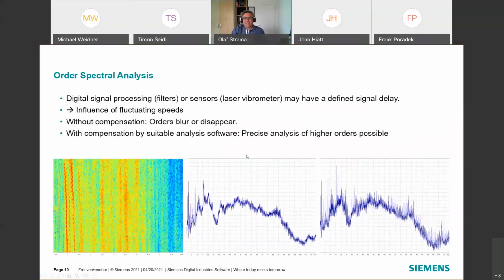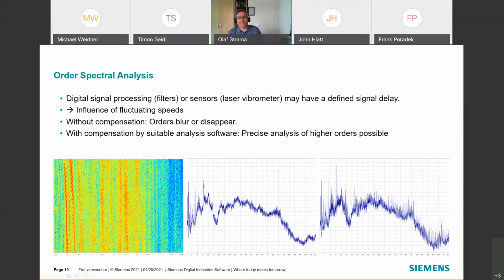Then it is quite important that we really do a good synchronization of our signal. That means if we have delays in the signal processing, then this could result in a very poor order analysis. Here you see a frequency spectrum. You see that the orders are changing in frequency periodically. This is because of a special load on this device under test, a special behavior. We have a periodic changing frequency.